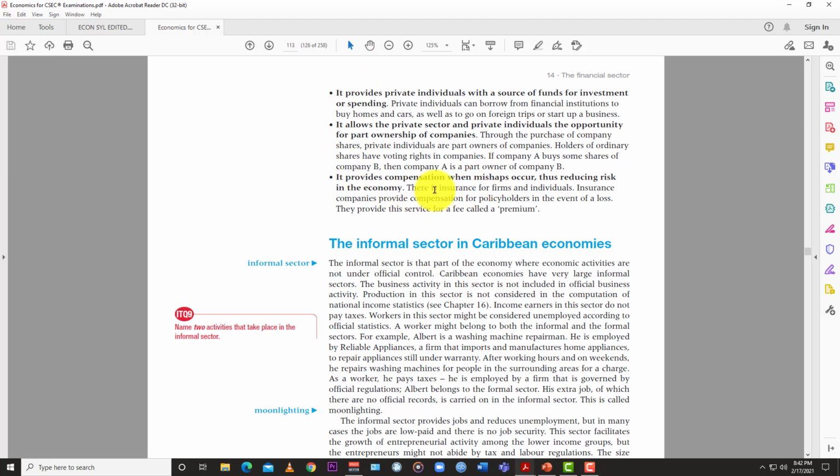It provides compensation when mishaps occur, thus reducing risk in the economy. There is insurance for firms and individuals. Insurance companies provide compensation for policyholders in the event of loss. They provide this service for a fee called a premium. So yes, the insurance companies are also a part of the financial system, the financial sector, and they help to facilitate compensation in the event of a loss. So it helps with the risk bearing. Therefore, if you know there's some form of compensation in place, then companies will not be afraid to invest.